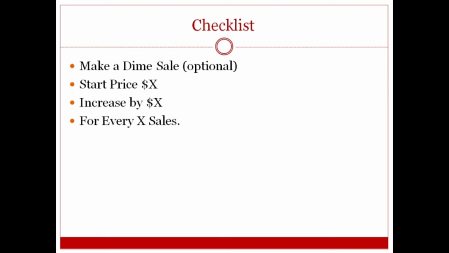So if the start price is $1 and the end price is $50, I could do something like it increases 10 cents or even 5 cents for every 3 sales or for every 1 sale. And that's all you need to know.